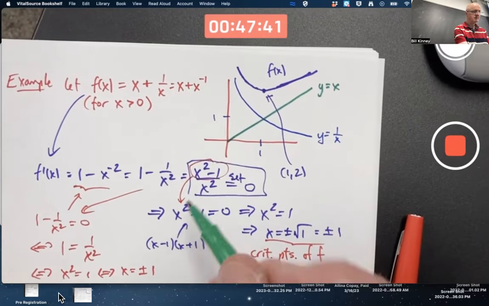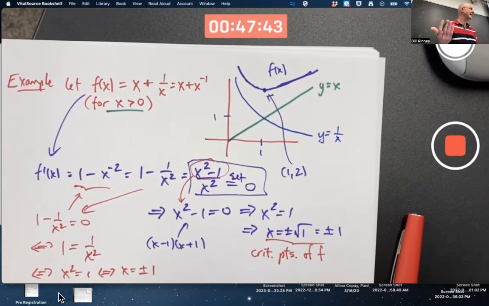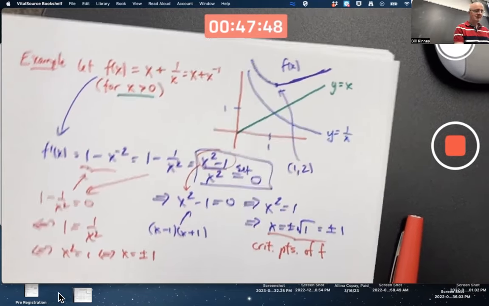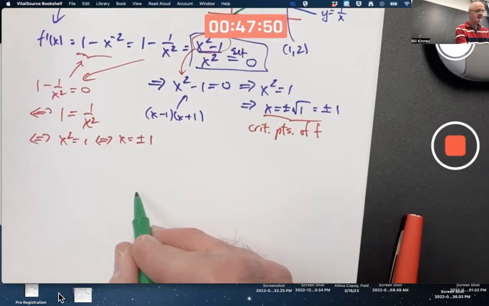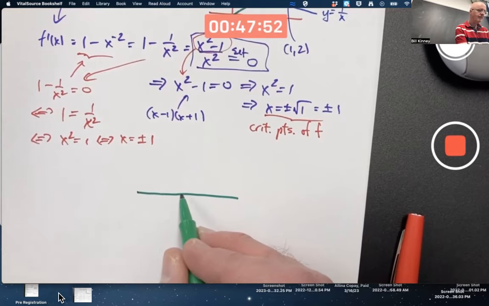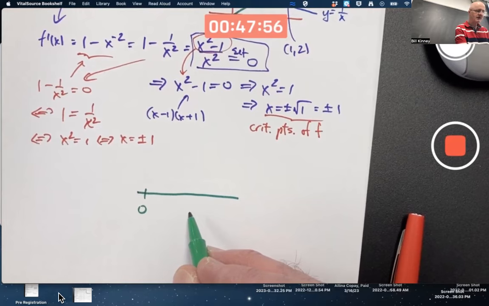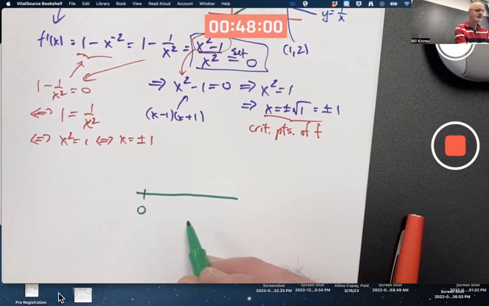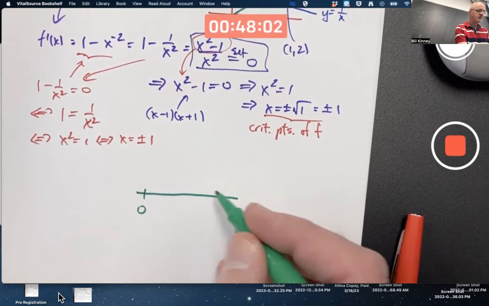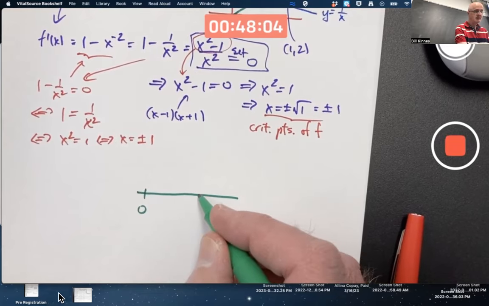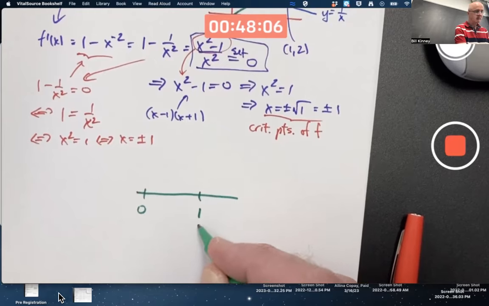That's what I wanted to do up here. I could think about negative values of x as well. I'm just not bothering. Let's focus on the positive critical point. You make a number line. 0 is where f is undefined. So that's not a critical point here because the function is not even defined there. But I want to draw it on the graph here for scale or for perspective anyway. 1 is a critical point.